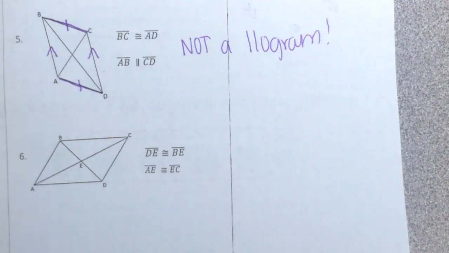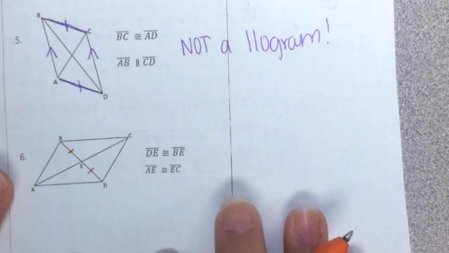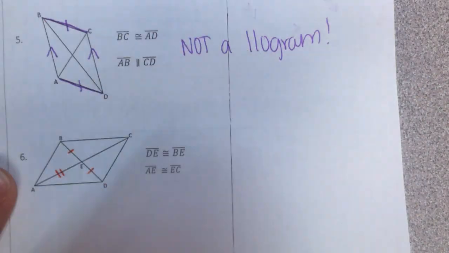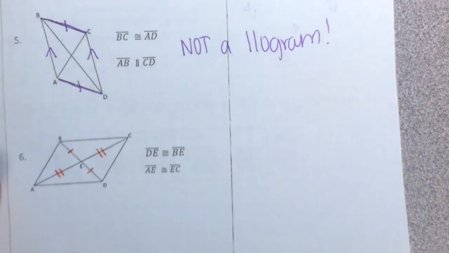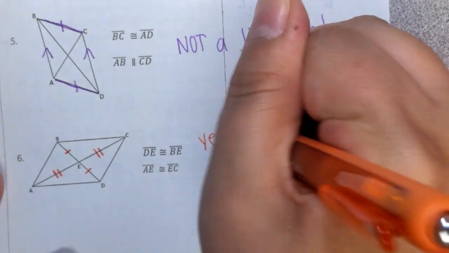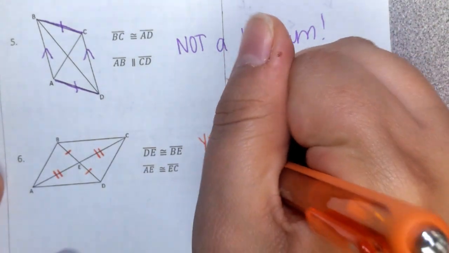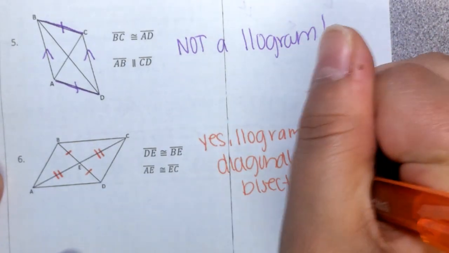All right, what did you get here? DE is congruent to BE. Did you put a tick mark there? AE, y'all on the other one, you need two tick marks. If you didn't put two tick marks, because you want to differentiate. They're not all the same. AE is congruent to EC. Is this a parallelogram? Yes. Why? Because diagonals bisect each other.